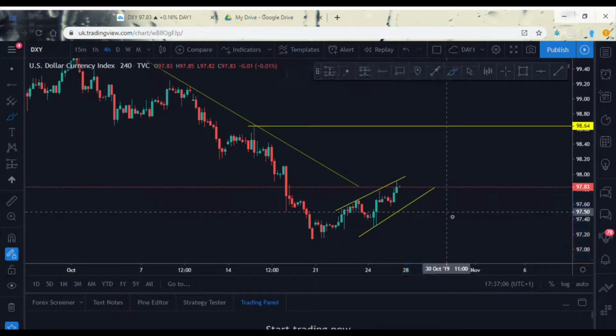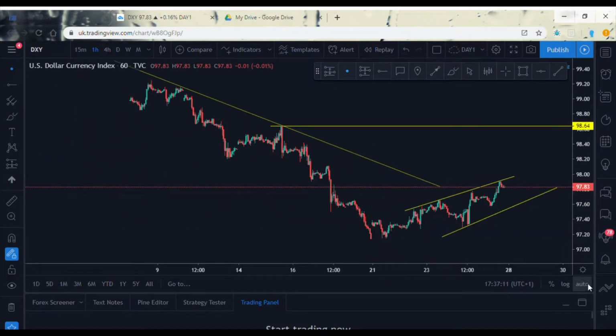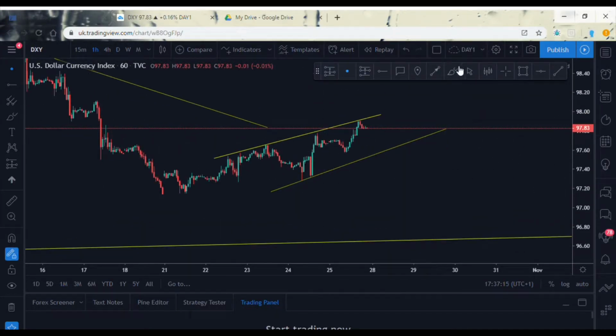break. So then we look on the hourly for our entries and how we're going to get involved, and this is what we see. So quite clearly, we've got that 1, 2, 3. You can see even better on the hourly. 1, 2, this is the third touch.